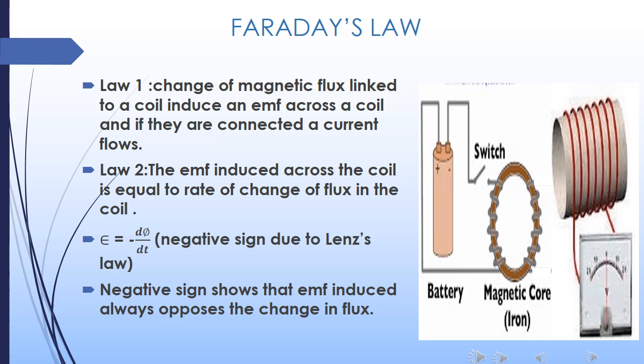EMF induced is equal to negative of d phi by dt, which is the rate of change of flux. But we see that the direction of this EMF is opposite to the change of flux, so we put a negative sign. This is the second law of Faraday, which states that the EMF induced across the coil is equal to the rate of change of flux in the coil. The negative sign shows that EMF induced always opposes the change in flux. This we will study in the next lecture, which is Lenz's law.